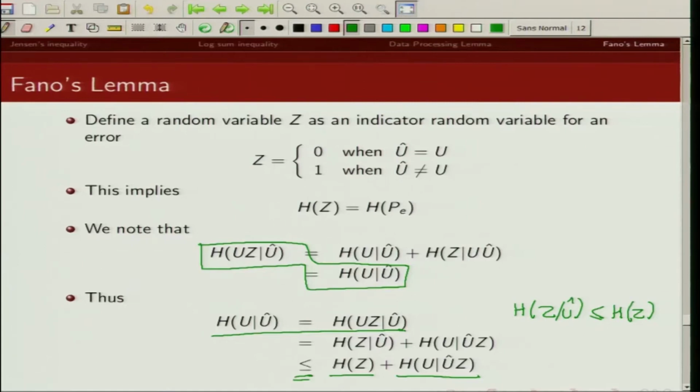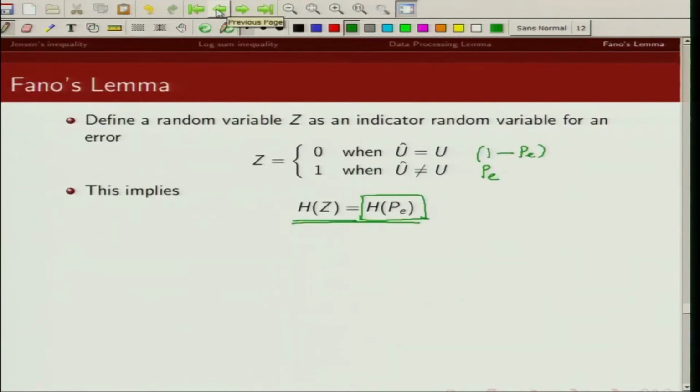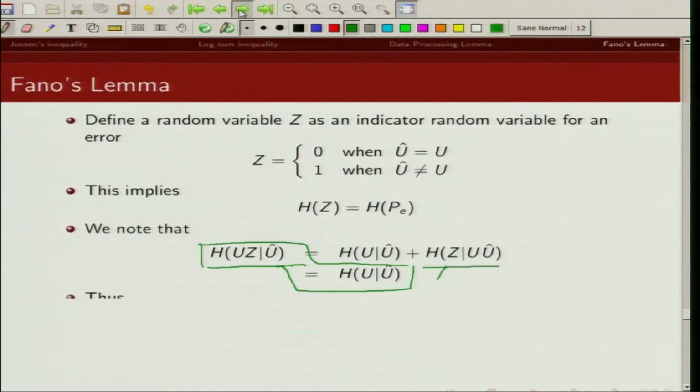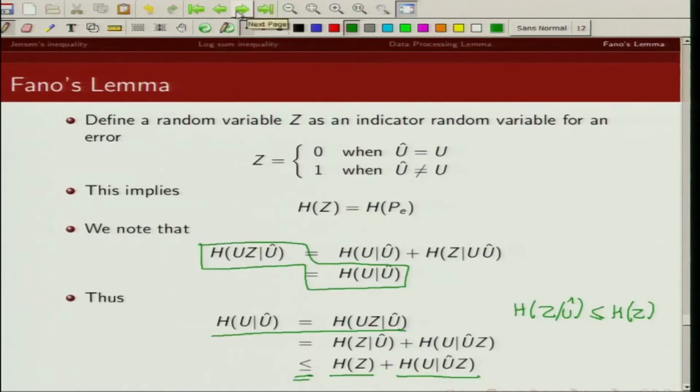And when is this the same? When basically U hat is independent of Z. So in other words, when this condition holds, when the probability of error is the same irrespective of what U is, then H(Z given U hat) will be H(Z). So from here to here it follows from the fact that conditioning cannot increase entropy.